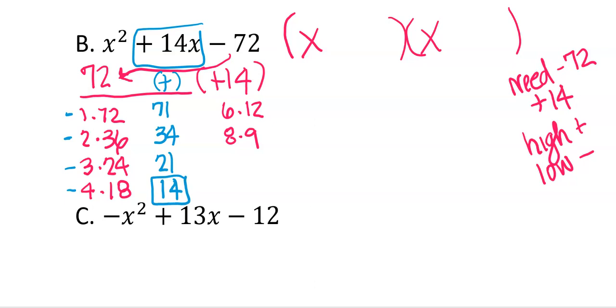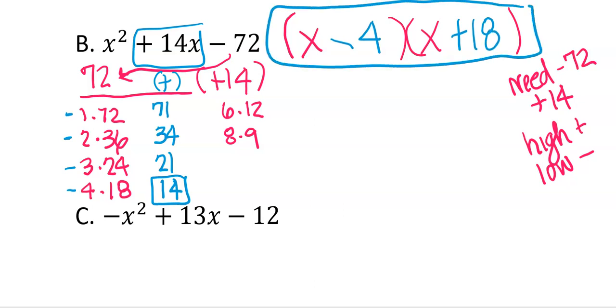So whatever signs they are, that's the signs that go in your factors. So we had a negative 4 and a positive 18. And that's what goes in there. So whatever sign the middle one has to be, the higher number has to be that sign, if they're two different ones.